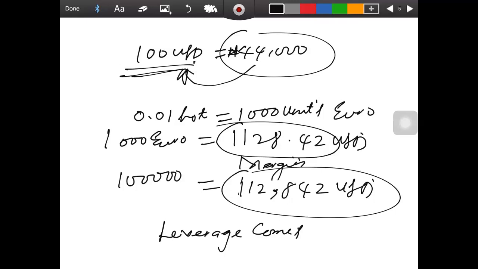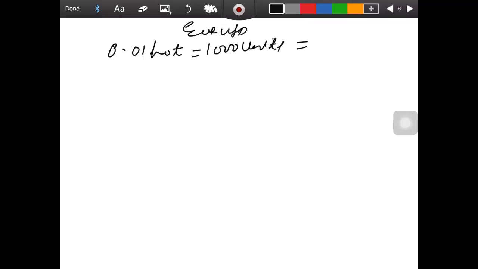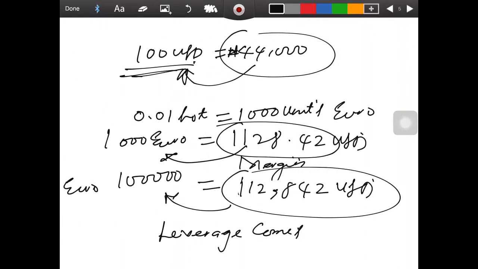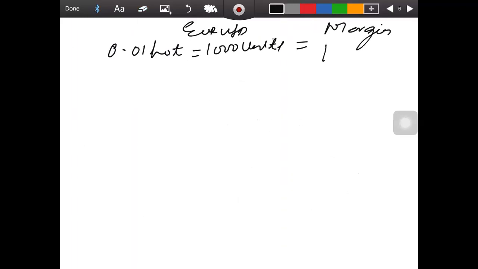Okay, so let's leave this as margin. So this is your margin required to purchase 100,000 units of euro. This is your margin required to purchase 1,000 units of euro. To purchase 0.01 lot, which is equal to 1,000 units of euro dollar, you need a margin of 1128.42 USD to buy a mini lot. So this is micro.